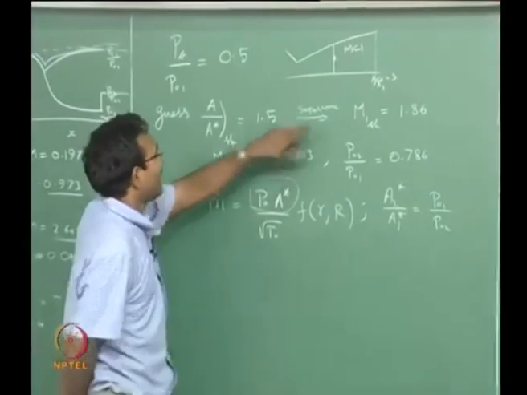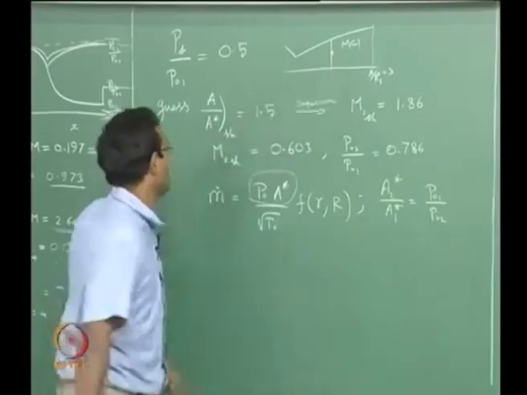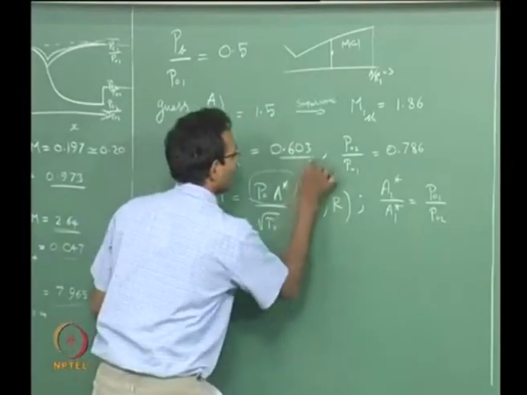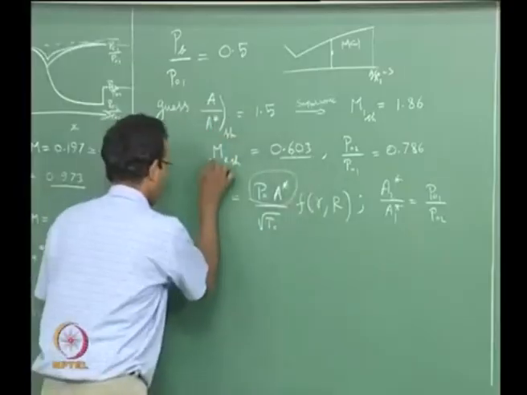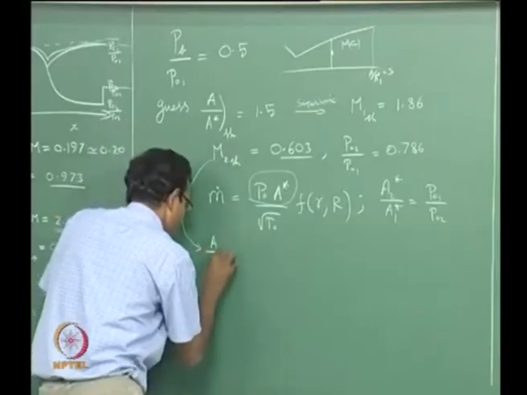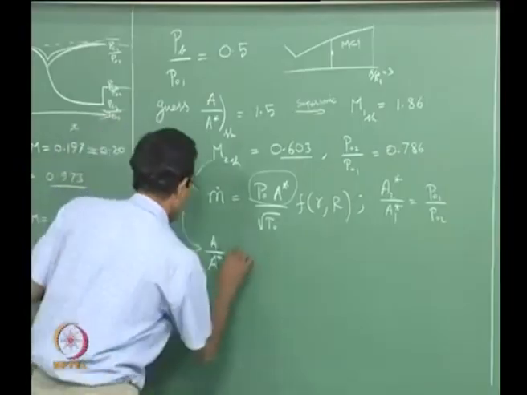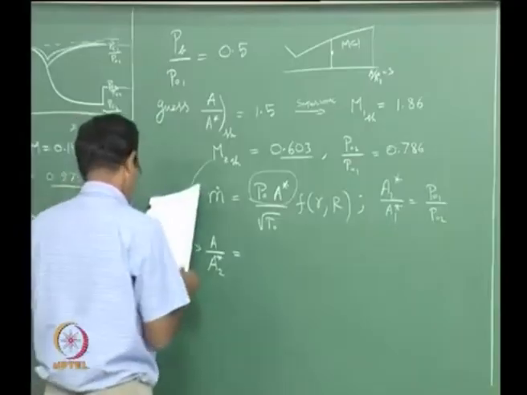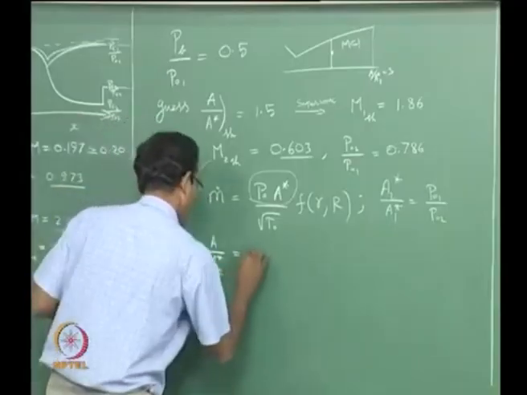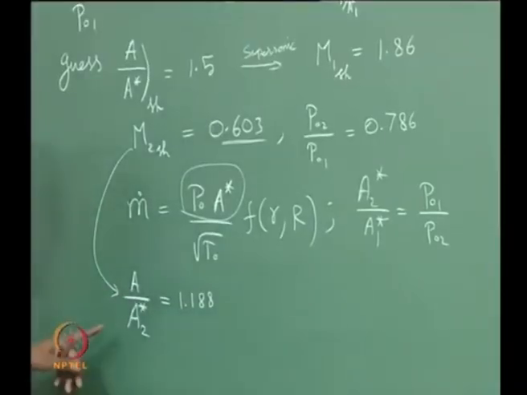I know my Mach number at that section. Once I know the Mach number at this section, I can find A by A star corresponding to this value. From the isentropic tables I will find A by A star. Now I will call it A star 2 because this won't match the previous A by A star. That number happens to be 1.188. Does this prove that my A2 star is higher than A1 star? Yes, you can say that.